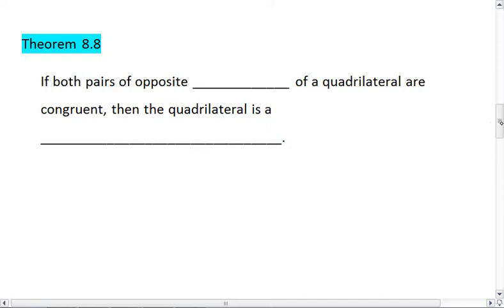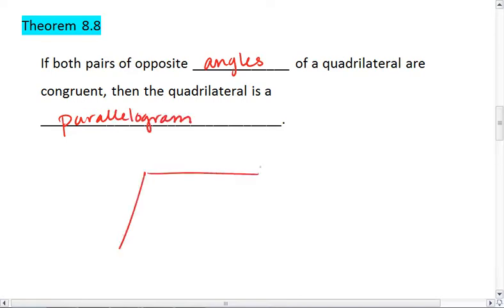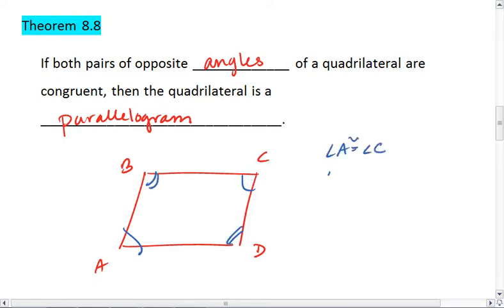Theorem 8.8 tells us that if both pairs of opposite angles of a quadrilateral are congruent, then the quadrilateral is a parallelogram. This proof will actually look somewhat similar in its basic setup, in that here we're told angle A is congruent to angle C and angle B is congruent to angle D. And that's a given.